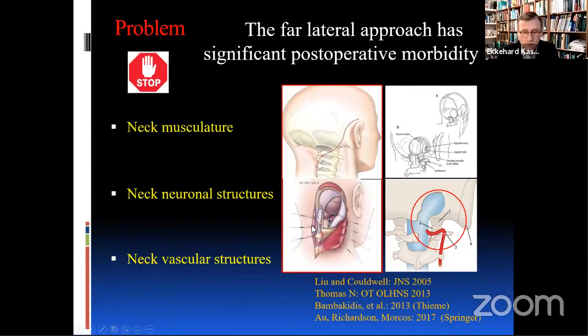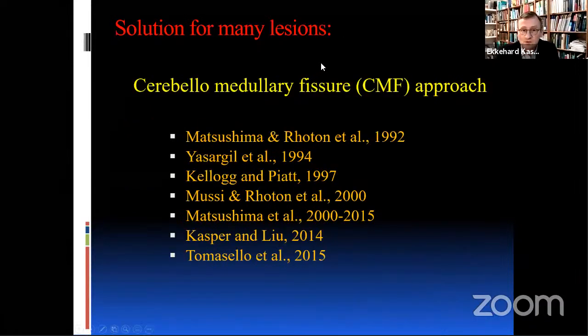So this may not work out well for neoplastic lesions. The solution for many of these problems is really to go through the cerebellomedullary fissure, and this approach was championed by the work group around Rhoton, especially Matsushima. But of course, Yasargil has written excellent papers on this, and then Kellogg and Piat in the 90s, and this was revived in the last 2 decades, and we've contributed a paper to this as well.